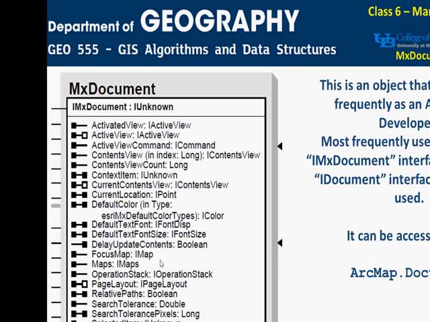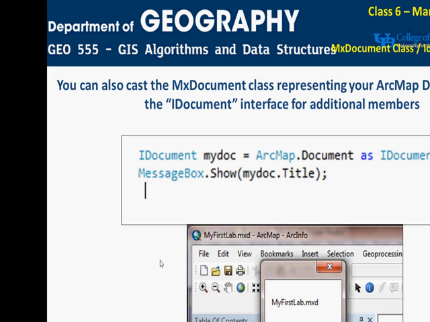And so there are other methods on MXDocument, like adding a new layer. UpdateContents is used to refresh the legend if you change symbology. You'll use UpdateContents in Lab 3, where you'll render states, for those of you that haven't done Lab 3 yet, which is most of you. So you can also cast your MXDocument class representing your ArcMap document onto the iDocument interface for some additional members, such as title.